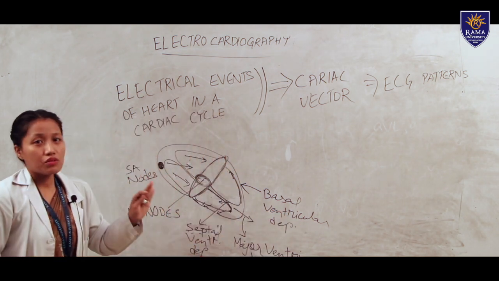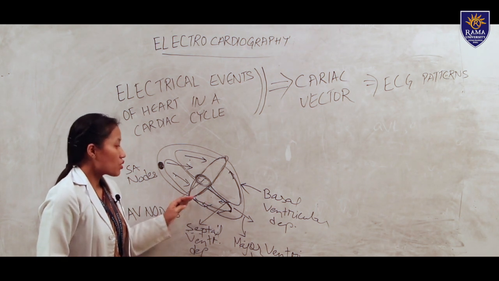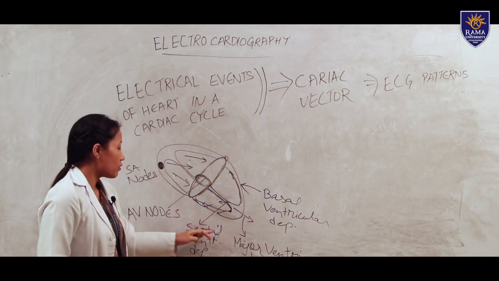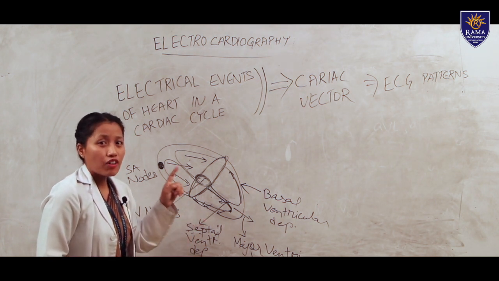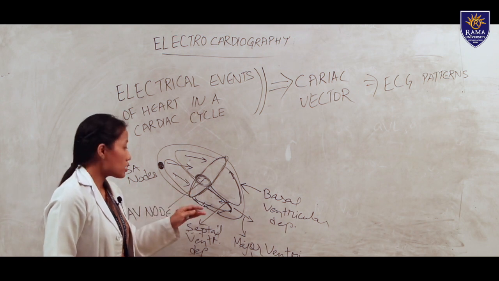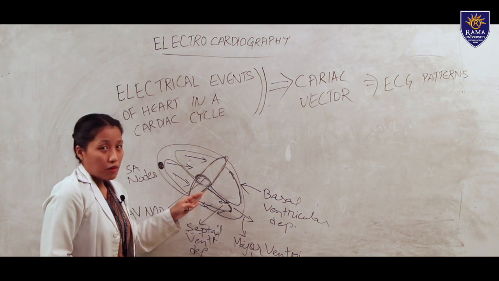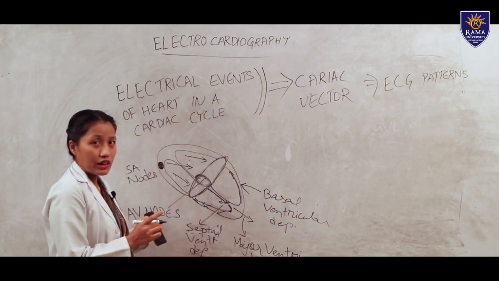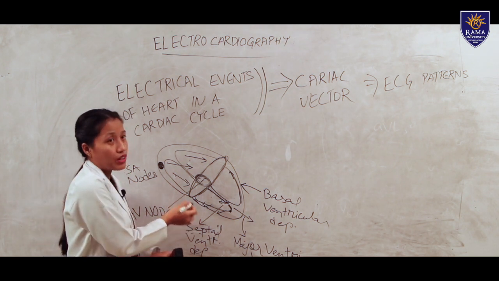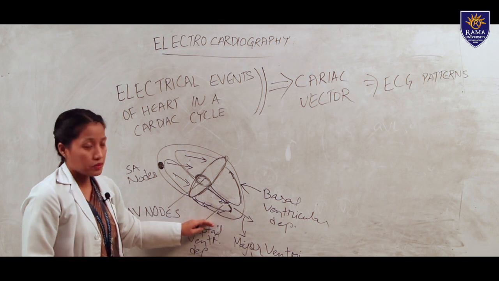So in the ventricular depolarization, it takes place in 3 stages. The first stage is septal ventricular depolarization. In the septal ventricular depolarization, it is a small but fast velocity. It goes in an upward and rightward direction, and it is a negative deflection, and it will form the Q wave.